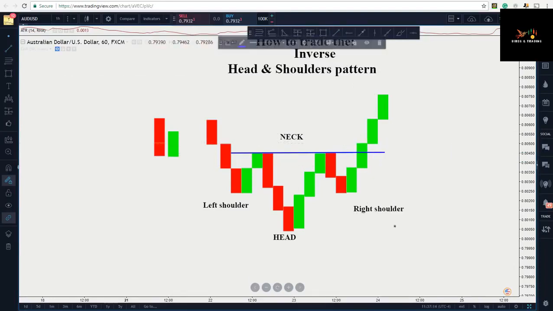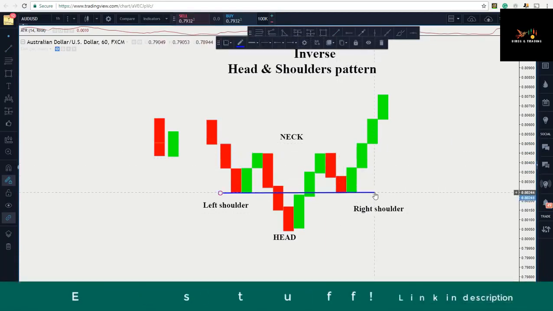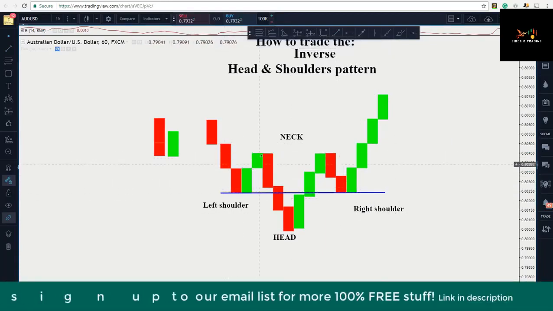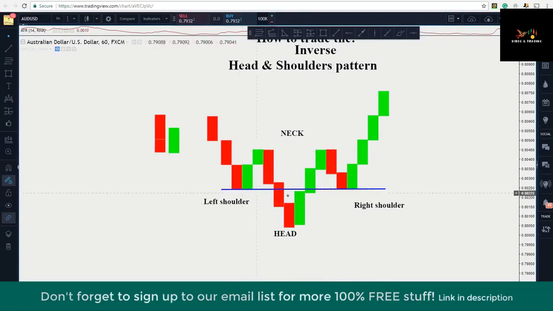Now, another way to do this is to actually enter at the right shoulder. So after we have a left shoulder created, then our head, retracement up to the neckline, back down to our left shoulder. At this point, you could use that left shoulder as structure and enter the market at that level.